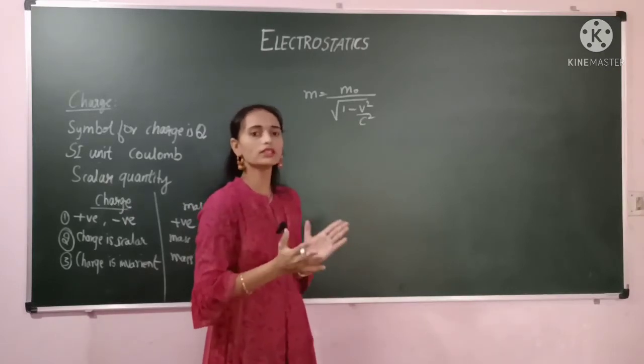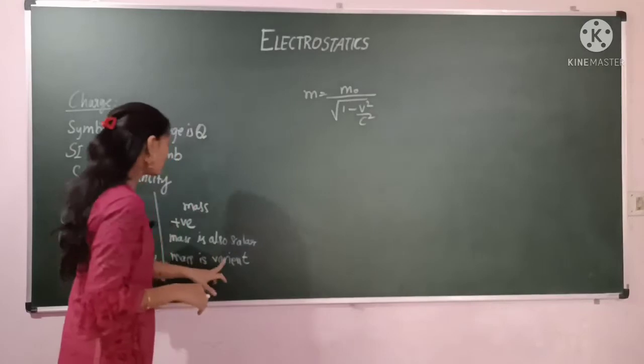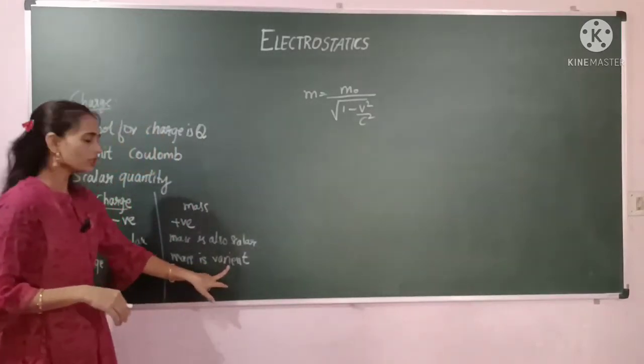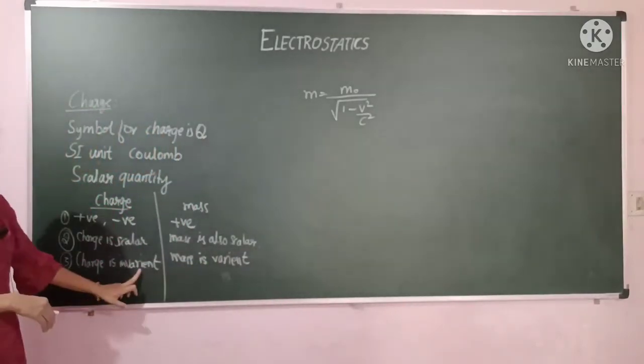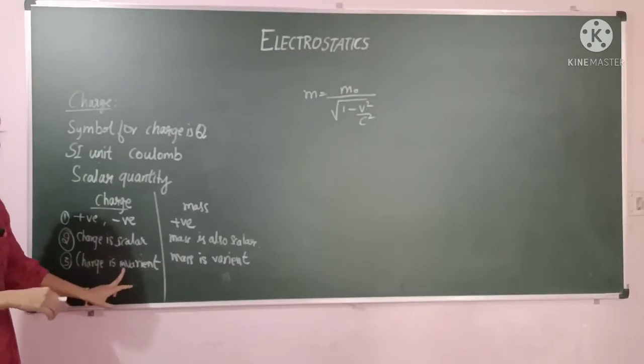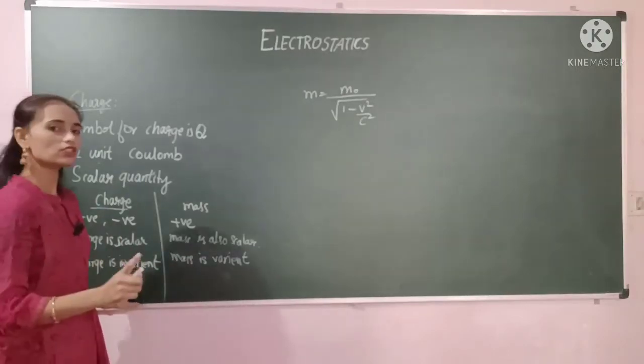So by this we can conclude that mass is dependent on velocity, but charge is invariant. Charge will not change when the particle's velocity is changing.